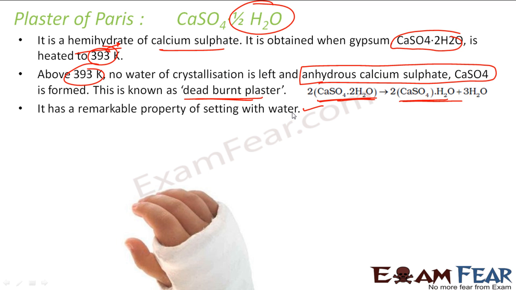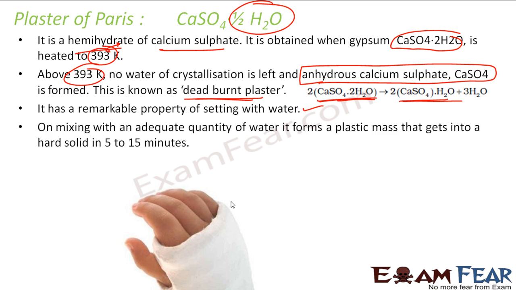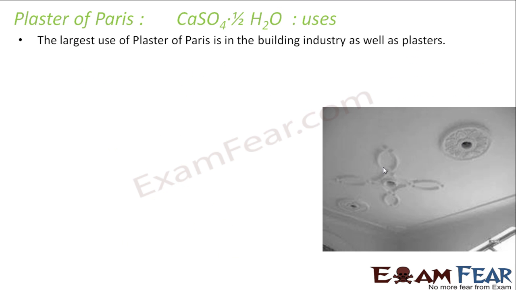And it has a remarkable property of setting in water, and that's why it is used for plaster of Paris. So if you mix this plaster of Paris with a sufficient amount of water, it forms a solid mass in 5 to 15 minutes only. In a small amount of time, it forms a solid mass, and that's why it is used in hospitals to cure fractures. Let's talk about the uses of plaster of Paris.